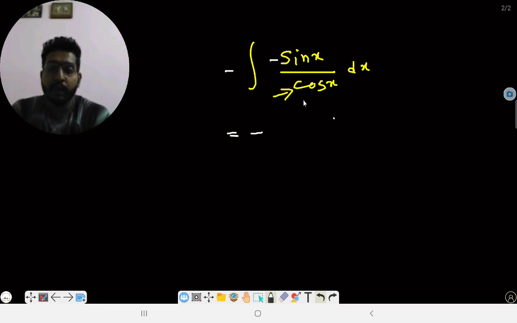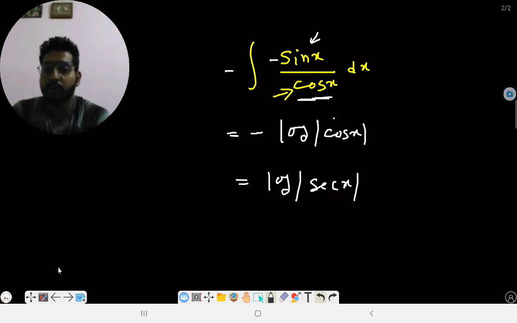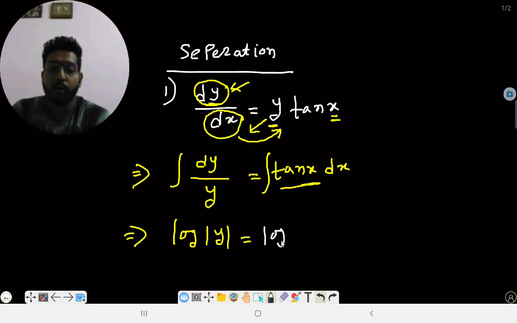Now look at it properly. The derivative of cos x is minus sin x. If the derivative of the denominator is the numerator, then the integration will be log mod denominator. Remember this one. Here the derivative of cos x is minus sin x, which means the integration will be log mod cos x, or we can write log mod sec x. So this is the formula for the integration of tan x: log mod sec x, or minus log mod cos x, anything. I'm just writing log mod sec x.